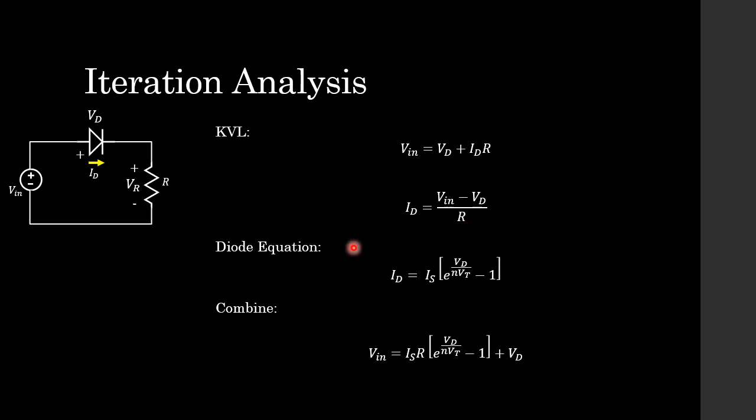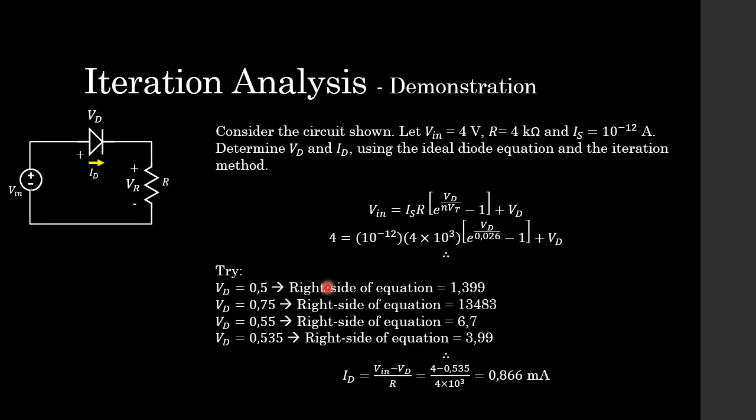And now, if we go back to our diode equation from lecture 2, you guys remember this very important equation, we then combine the two and make the input voltage the subject, and this is the equation that we end up with. And this is the equation that we're going to be solving for the iteration analysis. So how do we go about doing that? Let's demonstrate it through an example.